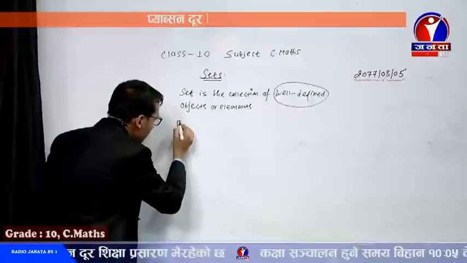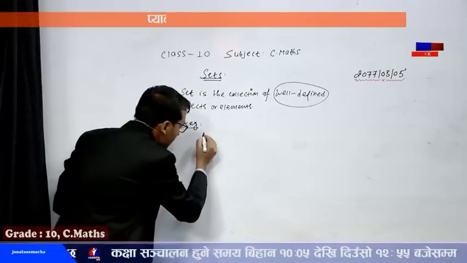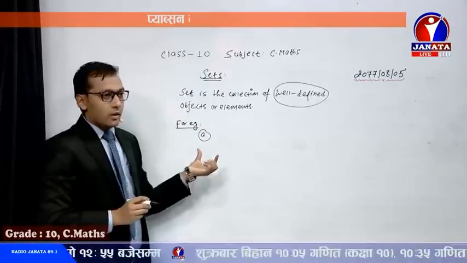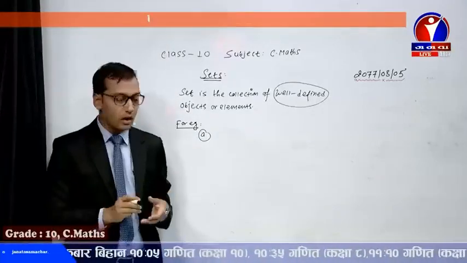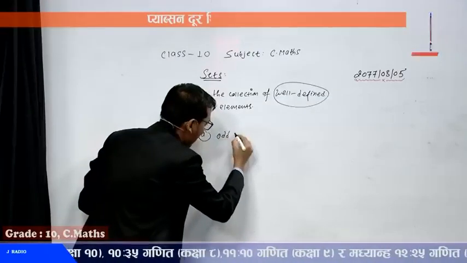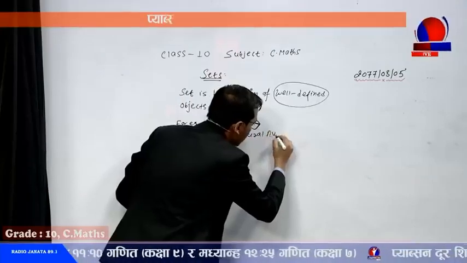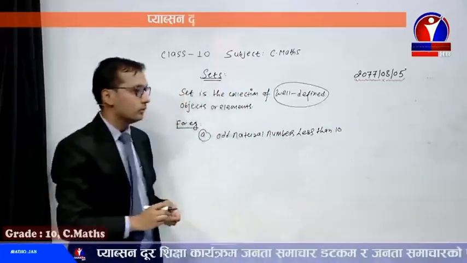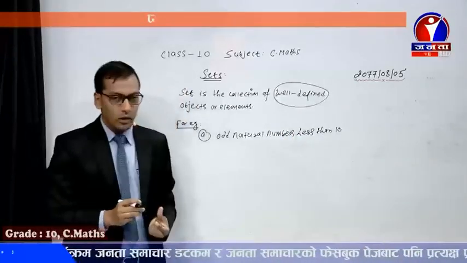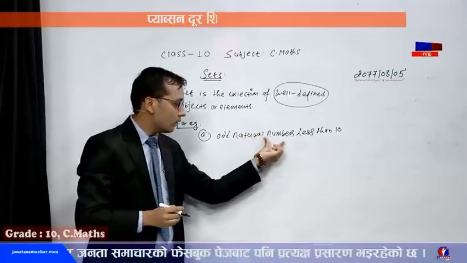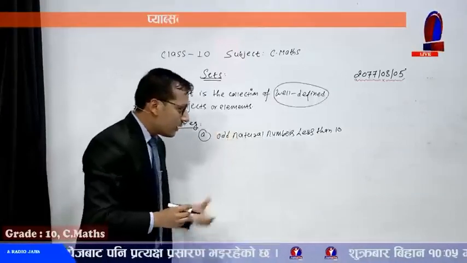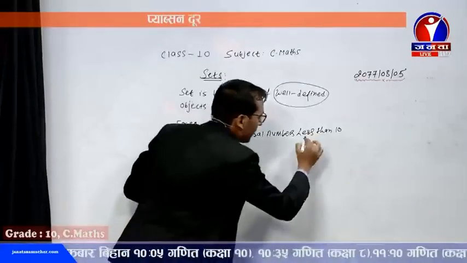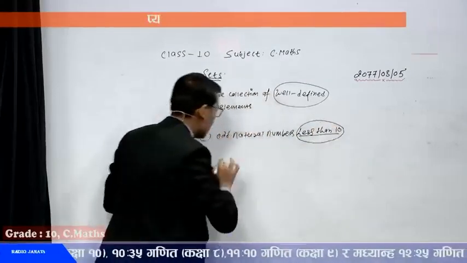Example number 1. We can take the first example of a set. If I talk about natural numbers, let me write odd natural numbers less than 10. All of us know what the odd natural numbers less than 10 are. There is a fixed number of odd natural numbers which are less than 10. It's clear they are less than 10, but the numbers are odd and natural.